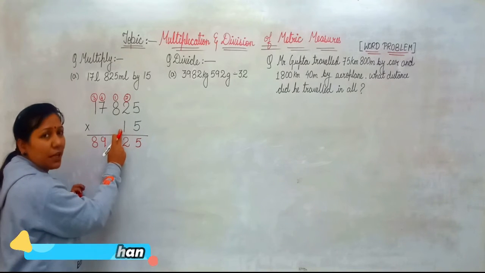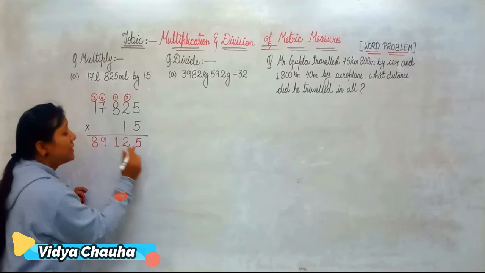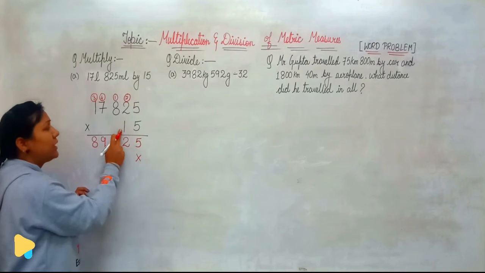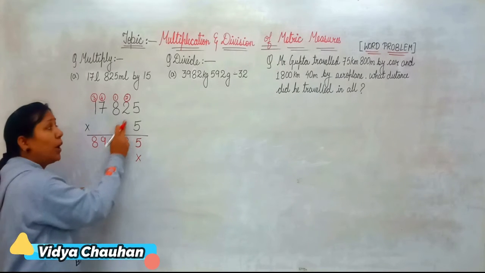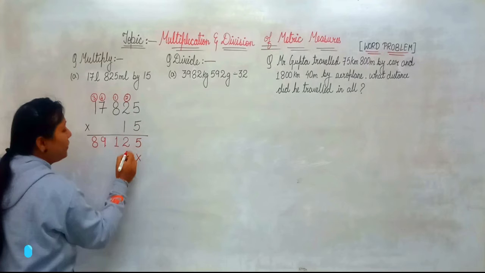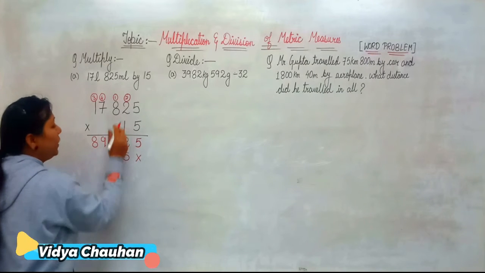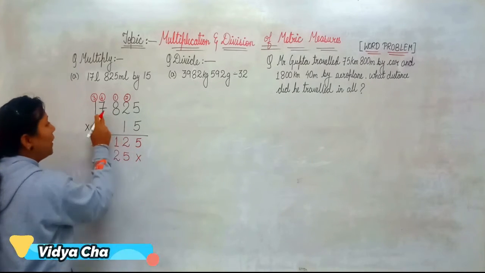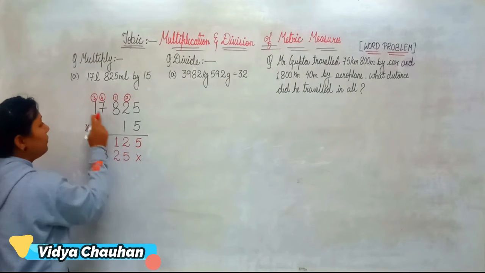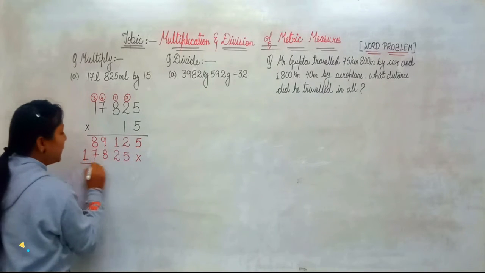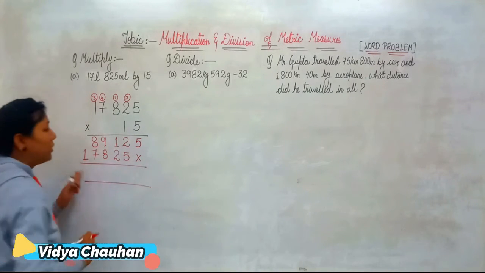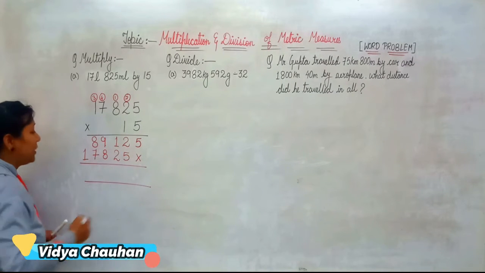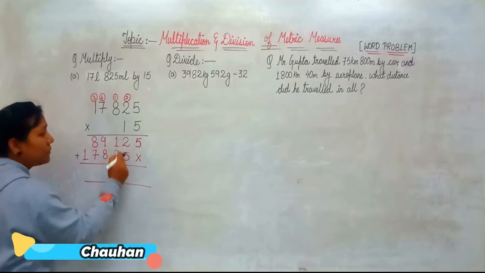Now we will multiply by the second digit also. The digit is 1. So put a cross at one's place and now let's start multiplying 1 with 5. So 1 5s are 5, 1 2s are 2, 1 8s are 8, 1 7s are 7 and 1 1s are 1. Understood students? Now this multiplication portion is done. Now it's time to put the addition. Let's add these two columns now.